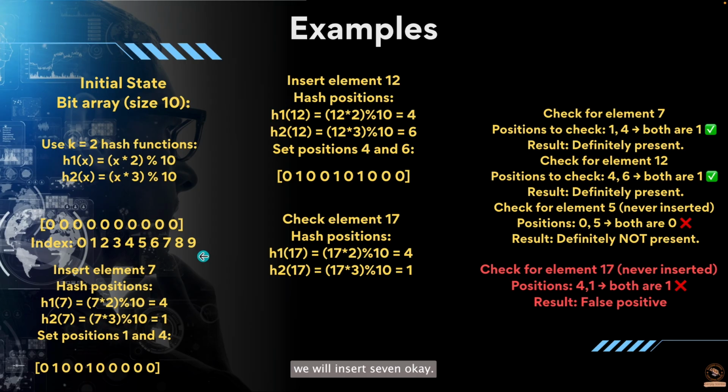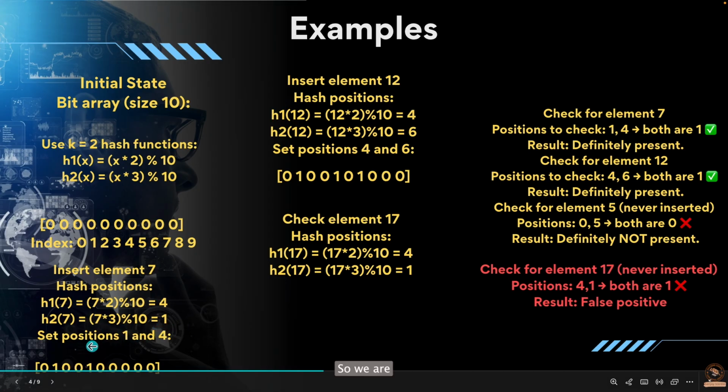First we will insert 7. To get the positions, we pass 7 through the two hash functions. What will be the value of h1(7)? 7 times 2 modulo 10 is 4. And the value of h2(7)? 7 times 3 modulo 10 is 1. So we get two positions, 1 and 4, and we set those bits. The result is this bit array where positions 1 and 4 are set to 1.